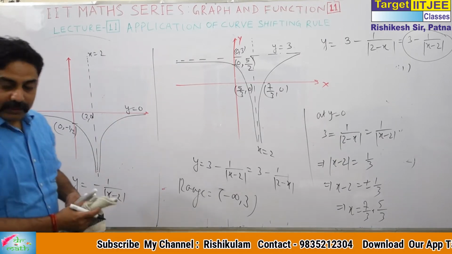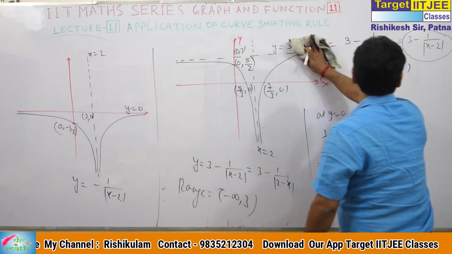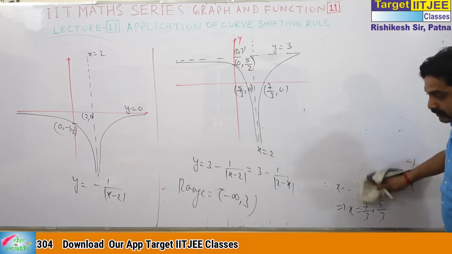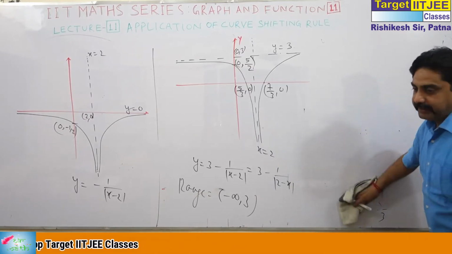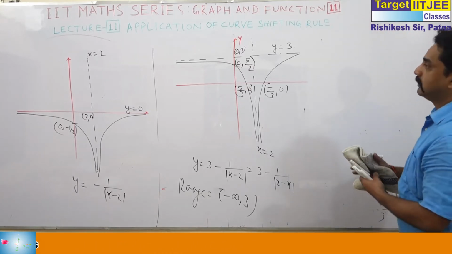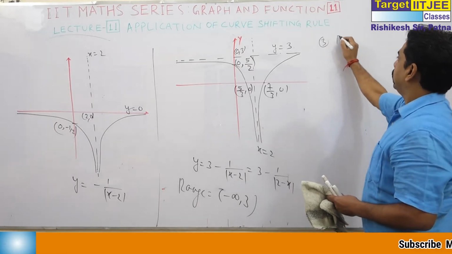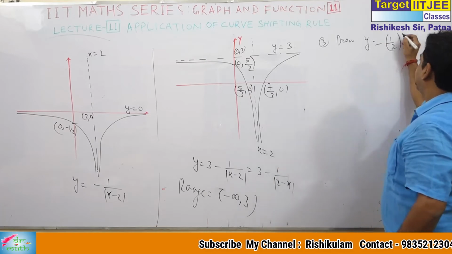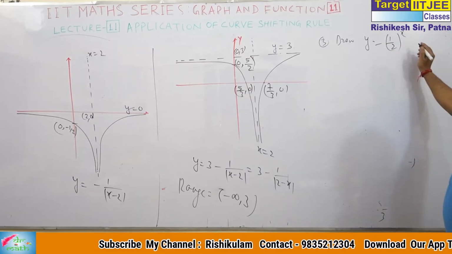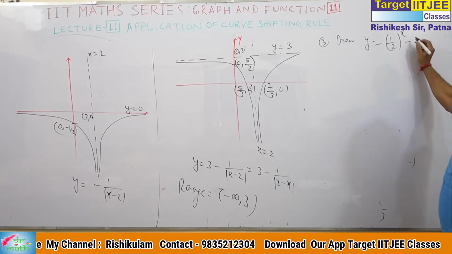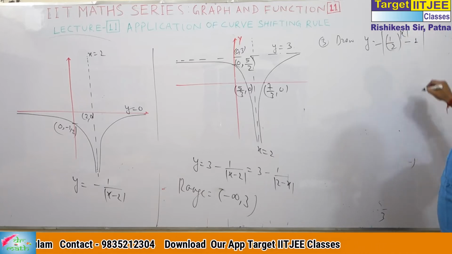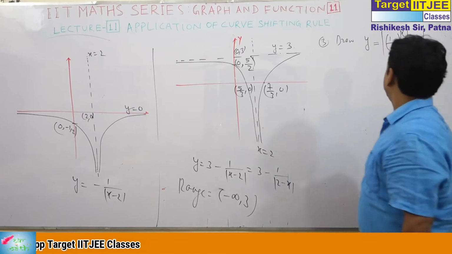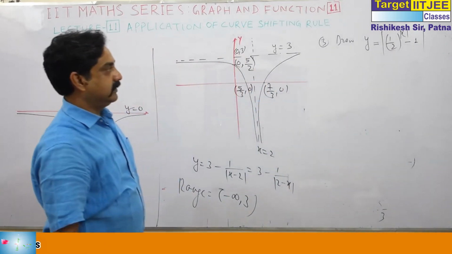Come to the next one, the third one. I hope you are enjoying this. Now, take the graph, this one is very interesting. Now, draw y is equal to 1 by 2 to the power x, minus 1, take this as mod, this as mod. Take this one, 1 by 2 to the power |x|, like this.